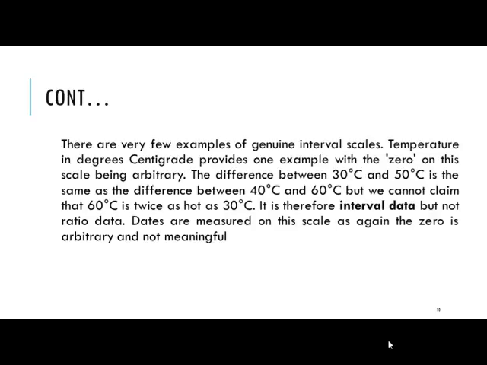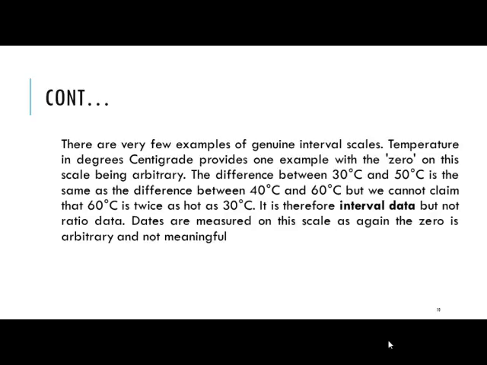Similarly, in the case of blood pressure, suppose that 120 by 80 is normal. Sometimes we have 110 divided by 80, and 120 divided by 80, or 130 by 90. The difference between these three different measurements of BP is equal, 10, 10, 10, but the meaning of 10 completely changes from one interval to another.